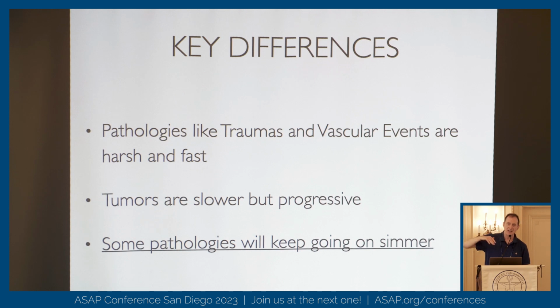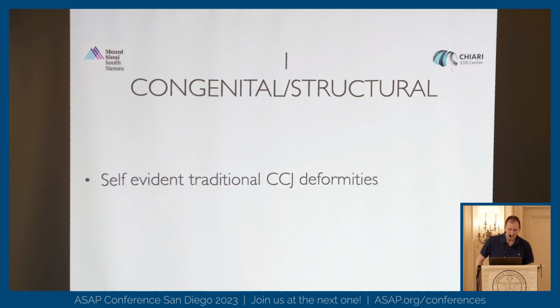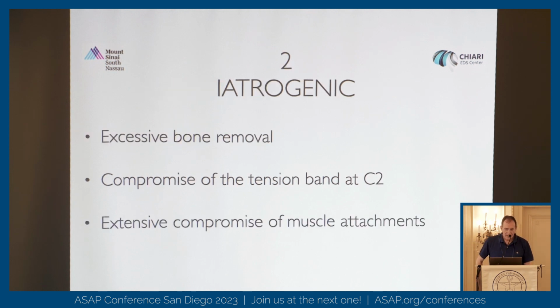Now, key differences. You're going to have the same target, which is here. You're going to have the same symptoms, but they have a different flavor. So trauma is something harsh, fast, hard. Other pathologies are a little bit more slow, and they go on simmer, okay? Like congenital malformations, they do that. Now, you remember the pictures before? That's self-evident. So it's congenital, it's structural, you know, like you really stick out like a sore thumb if you have that.